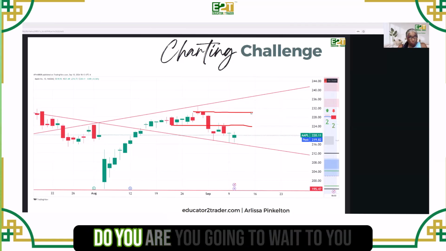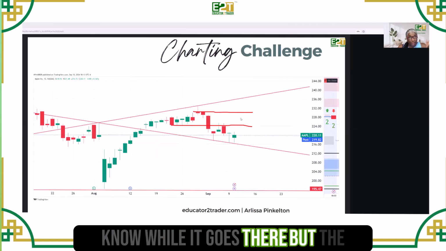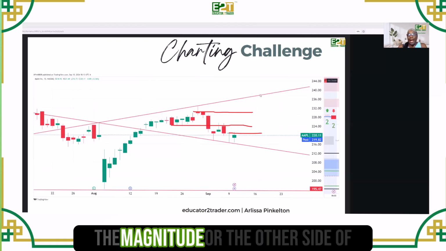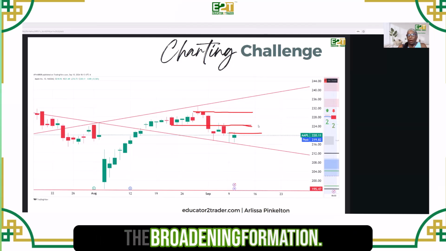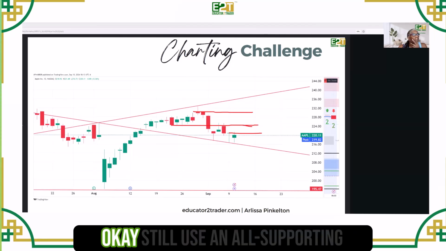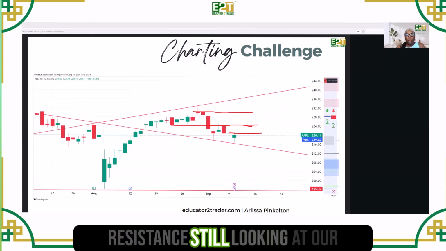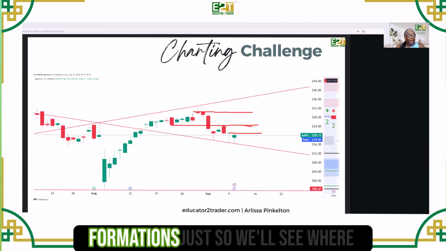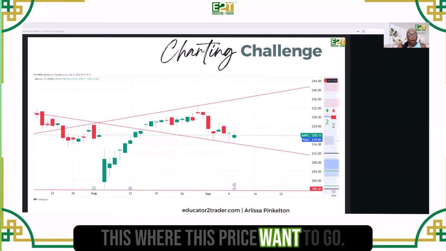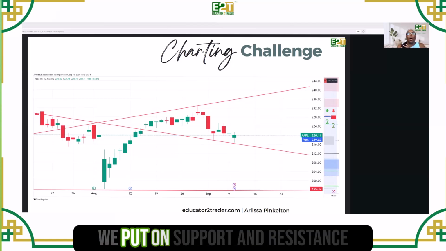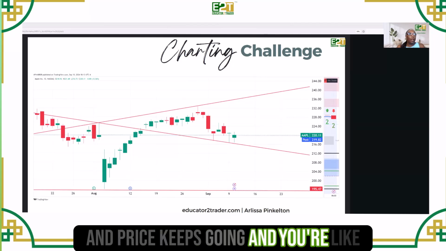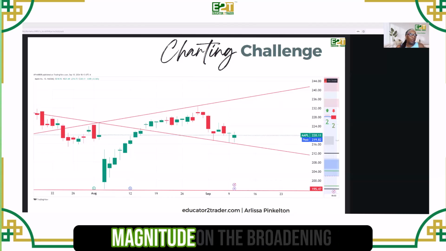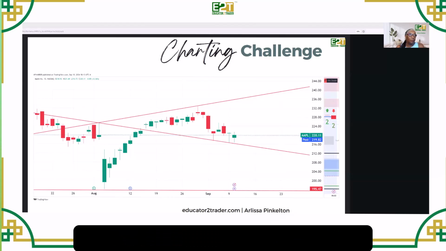So now the question is, are you going to wait while it goes there? The premise is that it wants to go to the other side of the magnitude, or the other side of the broadening formation. Okay, still using our support and resistance, still looking at our trends, and adding broadening formations, just so we'll see where does price want to go. This is what happens sometimes. We put on support and resistance and price keeps going, and you're like, how are you just going to ignore the resistance? It's because it's trying to go to the other piece of the magnitude or the broadening formation.